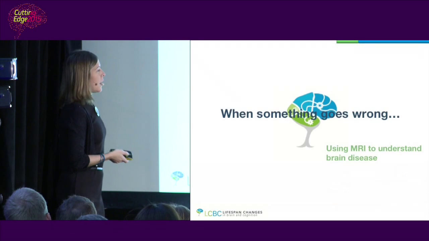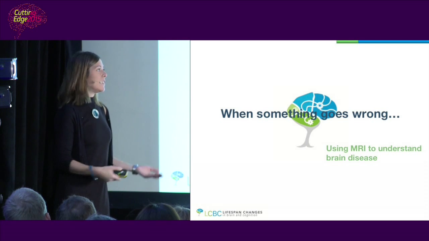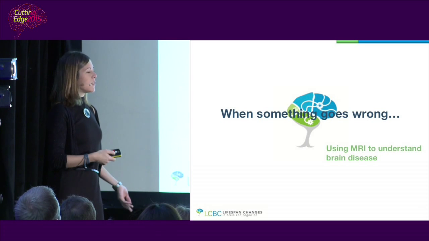And now I get to my last question. What happens when something goes wrong in this system that's working? So how can we use MRI to understand diseases?